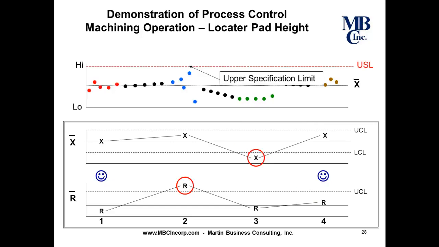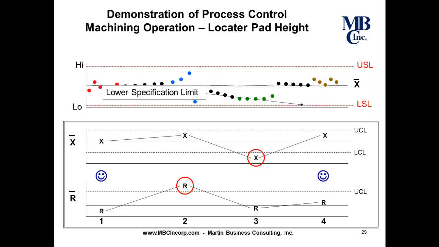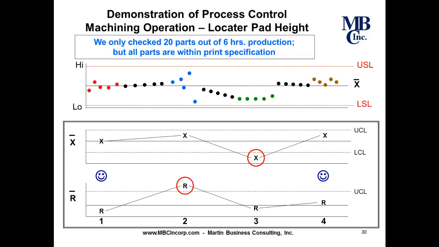This red dashed line represents the upper specification limit from the design print for this locator pad height. This red dashed line represents the lower specification limit for the locator pad height as found on the print. We only checked 20 parts out of 6 hours production, but all of those parts are within print specification.